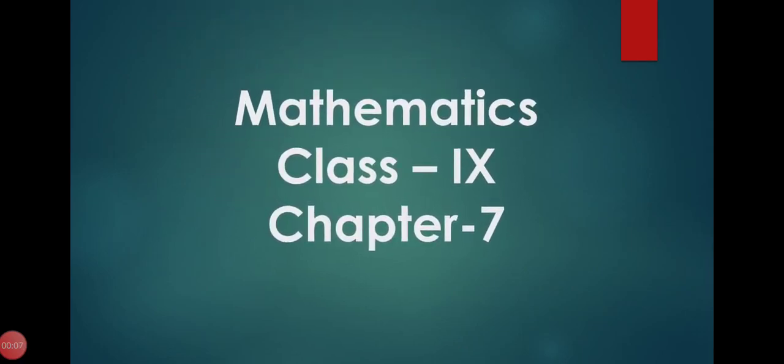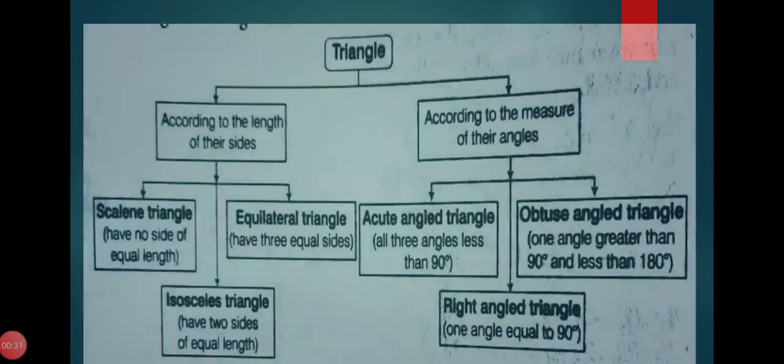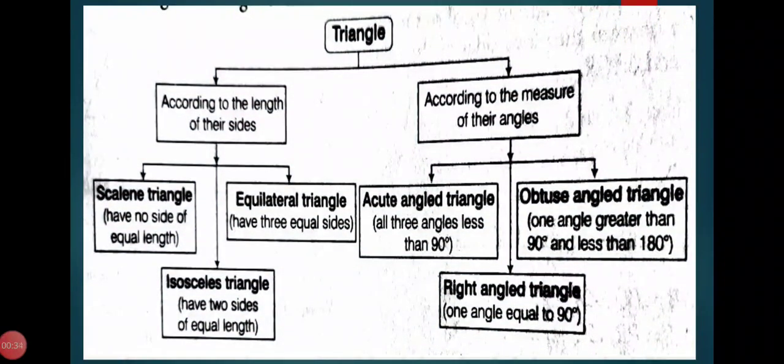Good morning. Today we are going to study chapter number 7, that is triangles. Now we are well aware that a triangle is a three-sided polygon which has 6 elements, that is 3 sides and 3 angles. On the basis of 3 sides and 3 angles, a triangle is further divided into 6 different types of triangles.